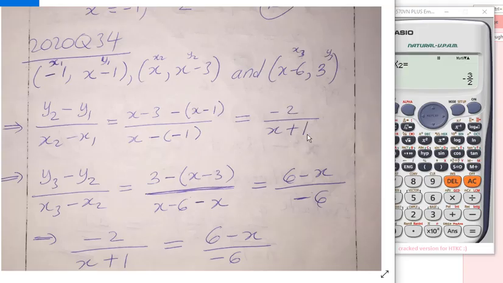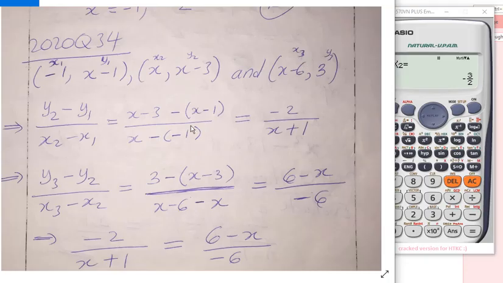Leave that one. Then again, I told you the meaning of collinear is, if you join the first one and the second one and you find the gradient, and you join the second one and the third one and you find the gradient, and you join the first one and the third one and you find the gradient, they will be the same because they are collinear.